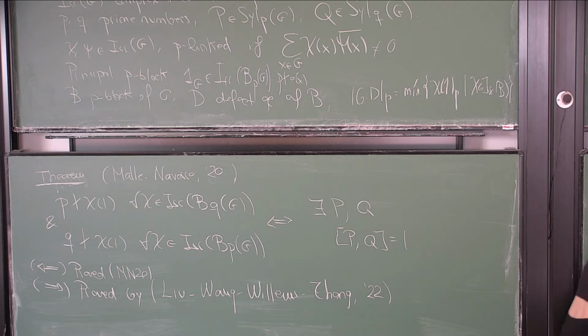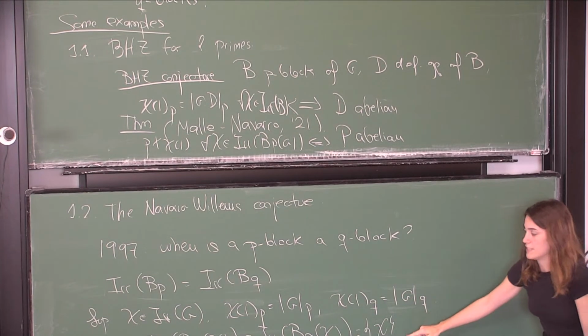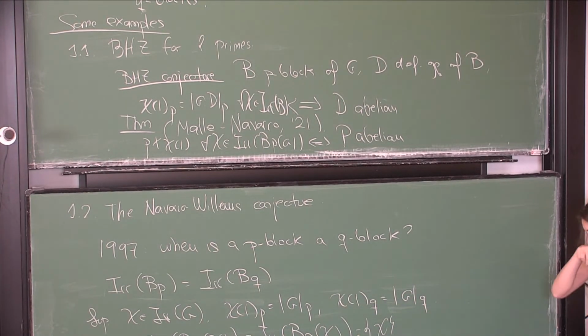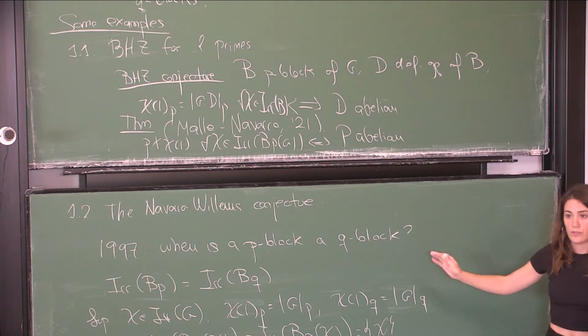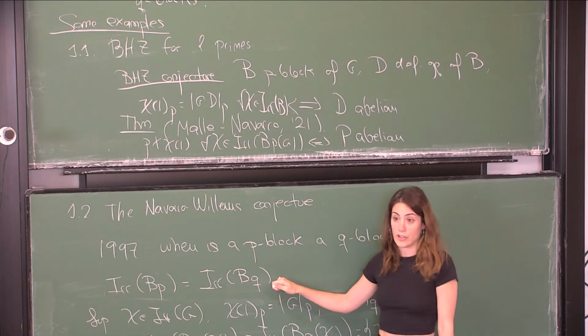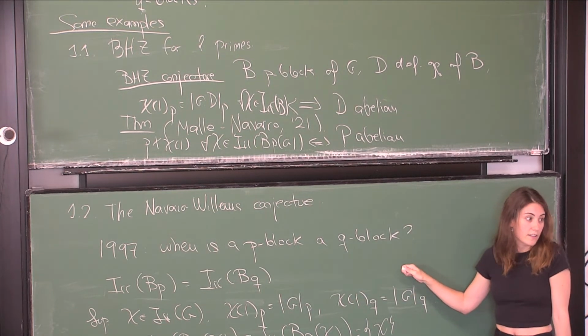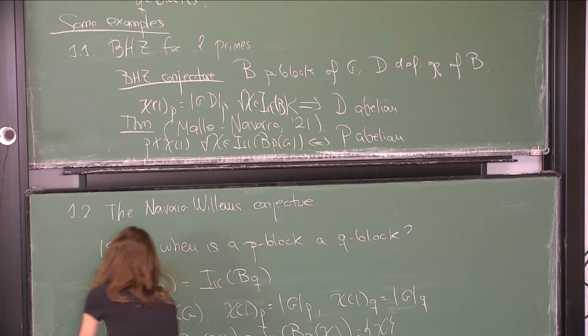So the P block containing chi, and the Q block containing chi. And this is true. Okay? This is elementary, this is not very good. What they wonder is, is the converse also true? In the sense that if we know that the P block and the Q block coincide, then they necessarily have just one character. This is what they conjectured.